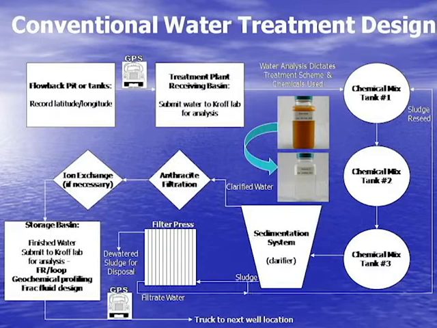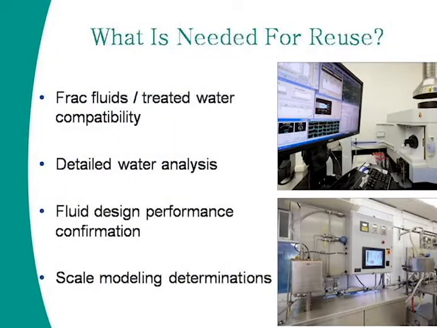This is the process. Again, chemical mixing. This is my lab. This is another lab support function that we do. This is kind of what is needed for reuse. They need to have frac fluids that can work in more stressed waters. They need detailed water analyses. They need fluid design performance considerations. They need scale modeling determinations, ICP, friction loops, state of the art for the industry.